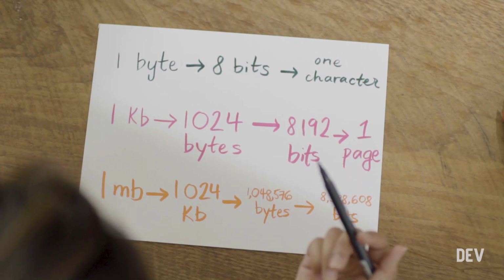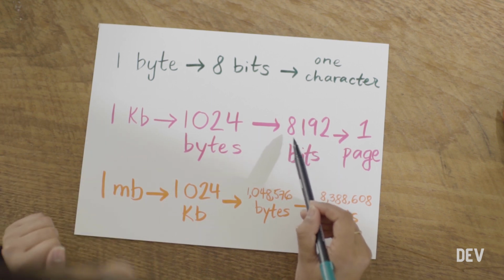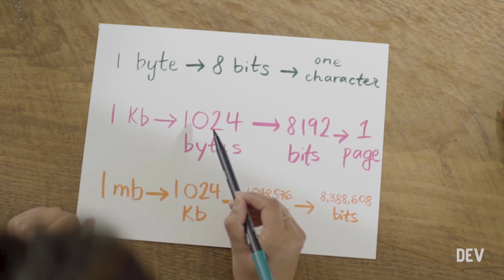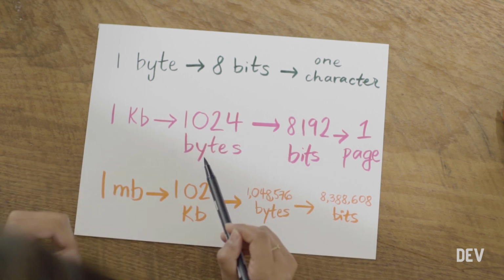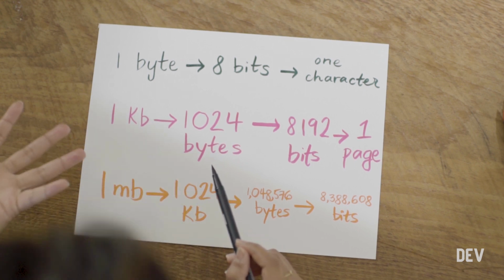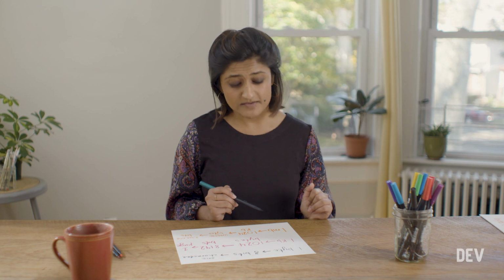But in order to represent a page of text, we actually need approximately 8,192 bits, or 1,024 bytes, which is the same as 1 kilobyte. Again, this is just an approximation. And what about a low-quality image? Well, you could use maybe about 1 megabyte to represent even a low-quality image.